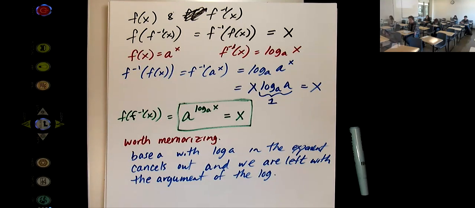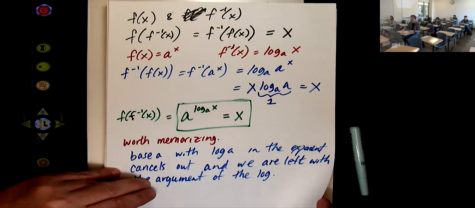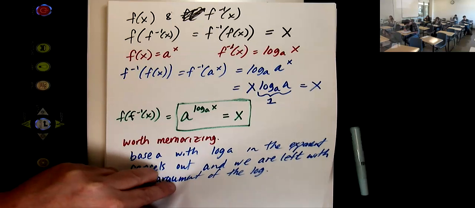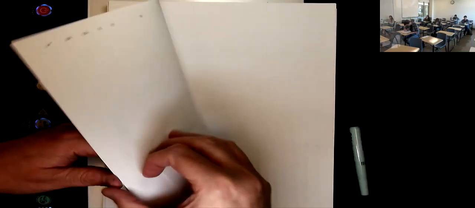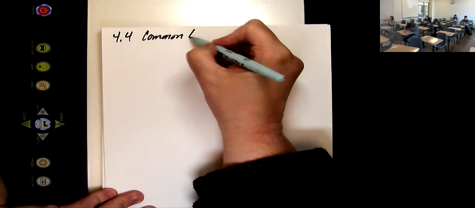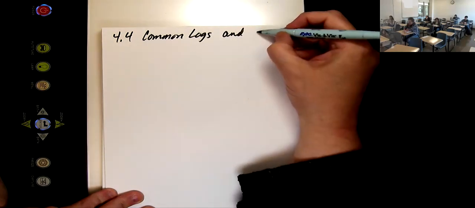All right, that was 4.3. It's long. 4.4 is quick, because you learn all the rules of logarithms now. Now we're going to talk about the common ones. 4.4 is on the common ones, and change of base.